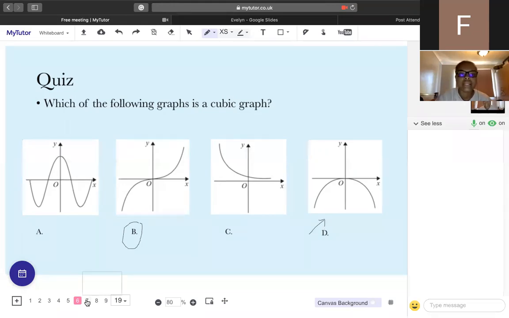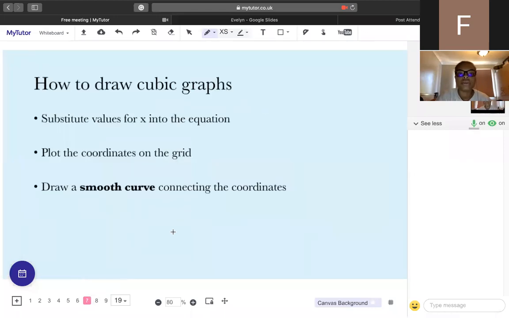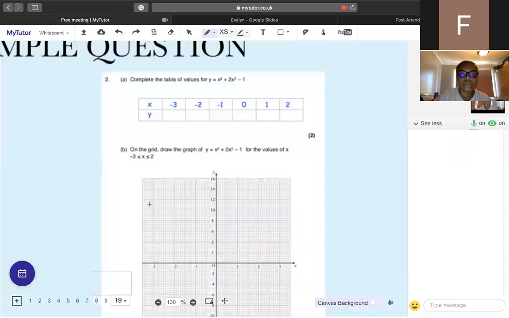So let's continue with how to draw a cubic graph. We do exactly the same steps as we would with quadratic graphs. We substitute values for x, then we plot the coordinates on the grid, and then we draw a smooth curve that connects all of the coordinates. So let's go through an example.